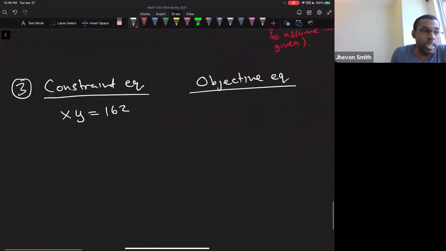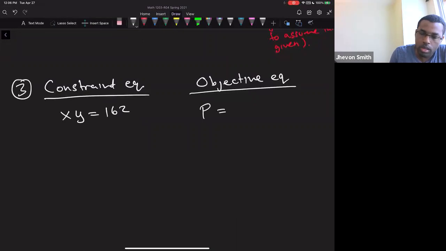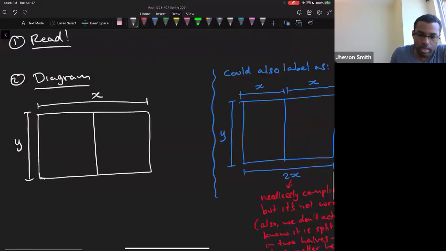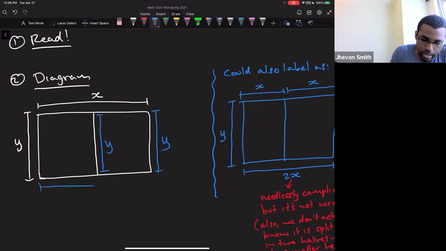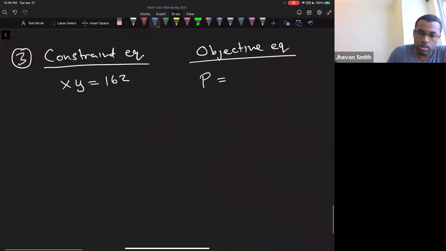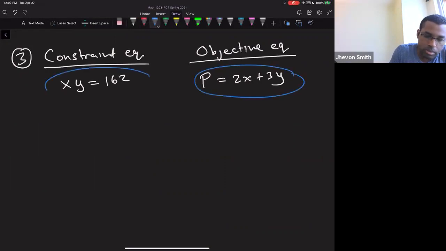Objective, though, objective is perimeter. Now, how can we define perimeter? Well, it's the length of all around. You should, of course, notice that this length here is also going to be y, so will that one. And this length here will also be x. It's a rectangle. So we have 2 x's and 3 y's. So that's my objective. That's my constraint.